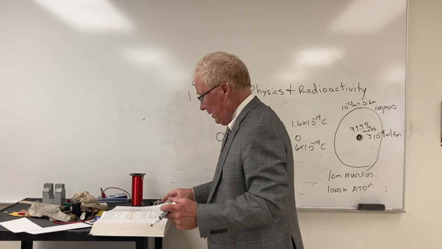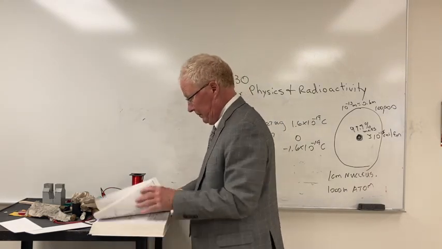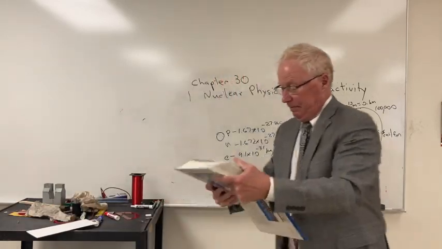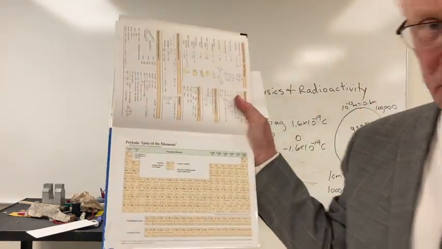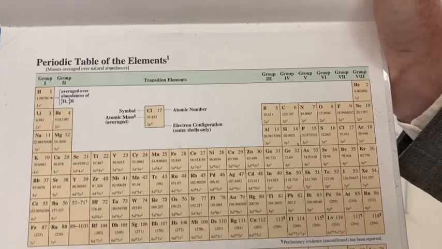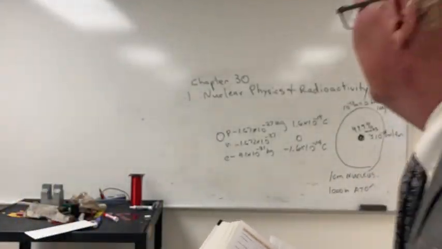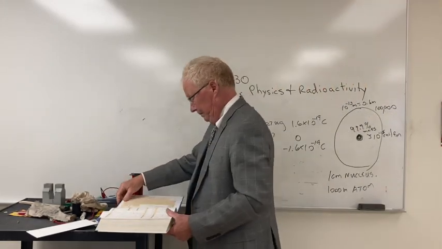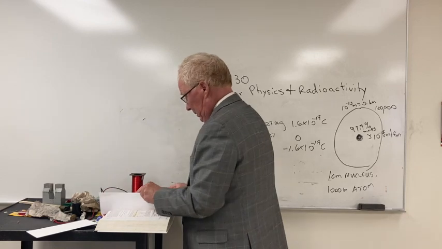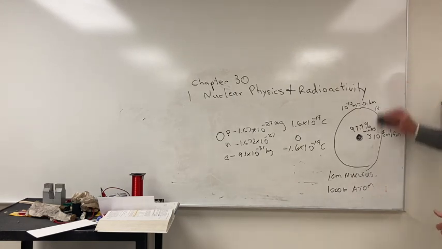Now, looking at this, and we'll get into this in more detail, we have the periodic table, which is in the back of the book. And we'll get into the periodic table. We've talked about why the elements are the way they are. But how does it all work? All right, so that's the first part.